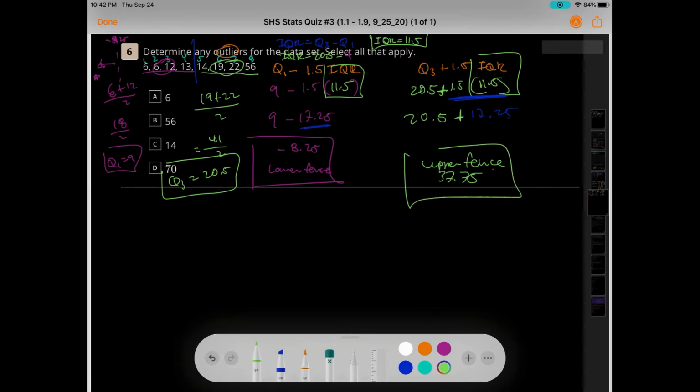Okay, what does this mean? That means any number that's above 37 and going in this direction would be an outlier, and that number would be 56. Now, be careful. These questions are asking to determine if any of these, and then it says select all that apply. So it could have been multiple, but there's only one, 56.